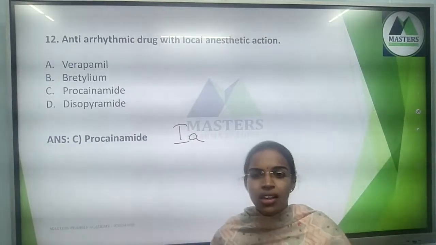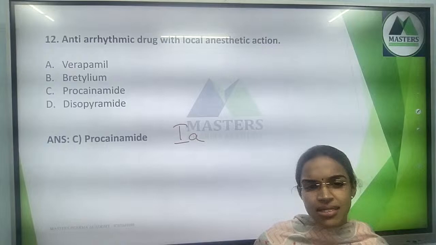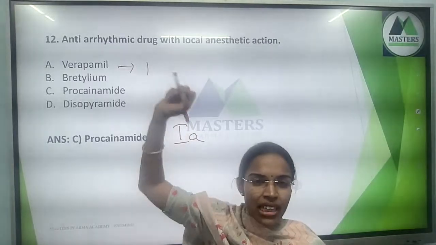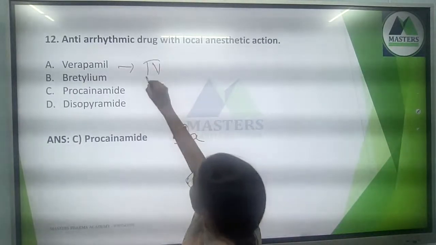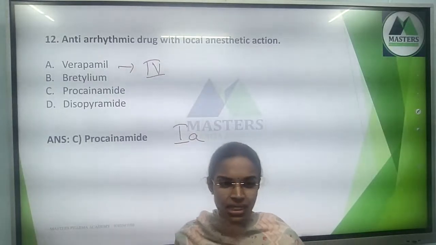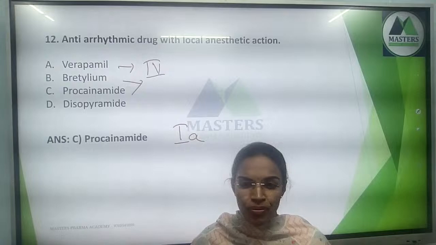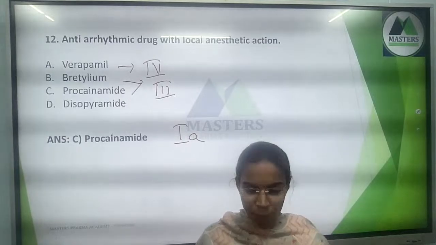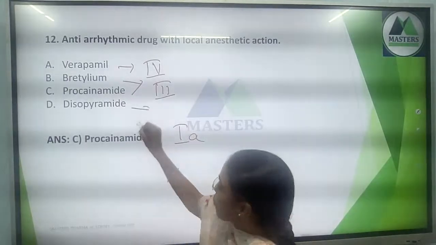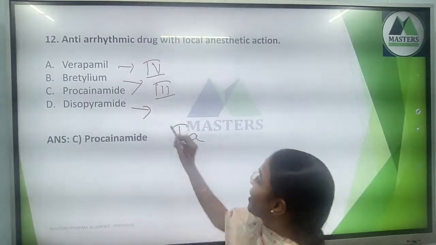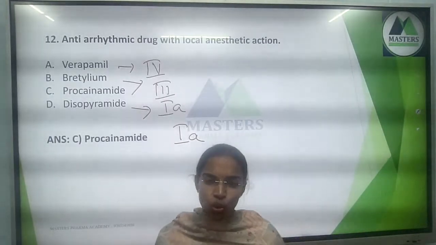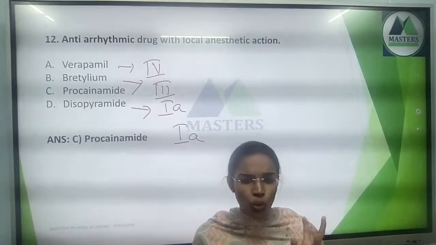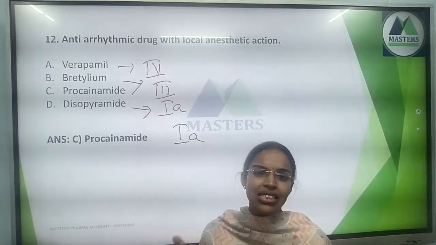And verapamil belongs to which class of antiarrhythmic agent? Verapamil is a class 4 calcium channel blocker. Bretylium is class 3, a potassium channel blocker. Disopyramide is again class 1A, a sodium channel blocker. There are 4 classes of antiarrhythmic agents, 1, 2, 3 and 4, and procainamide belongs to class 1A.